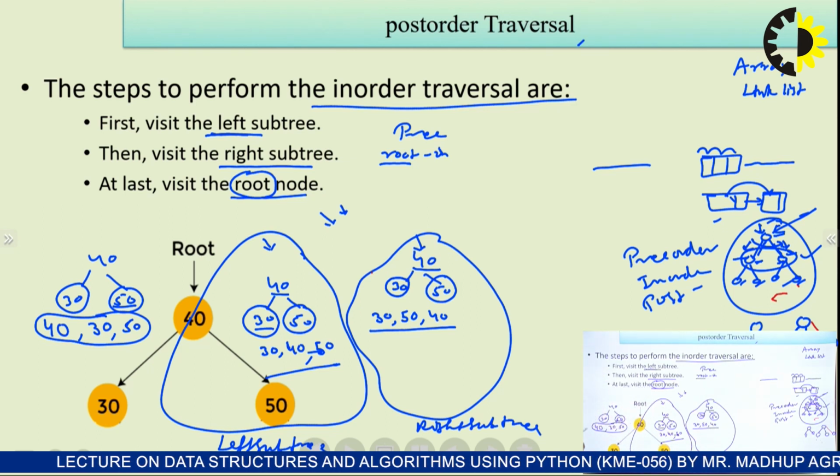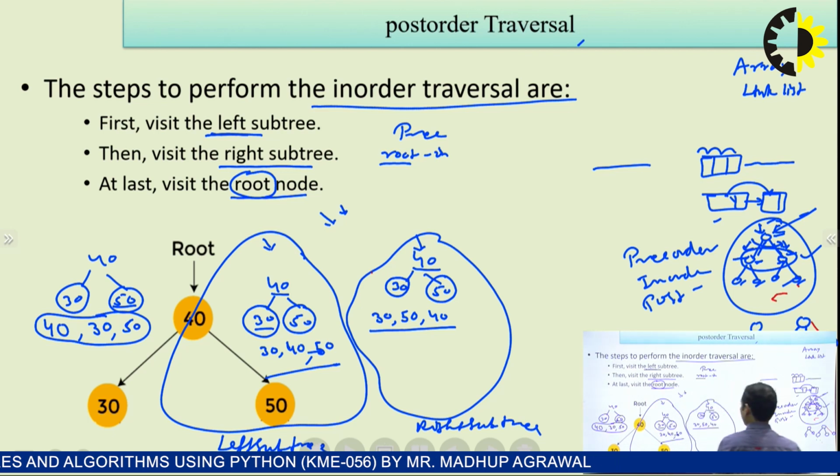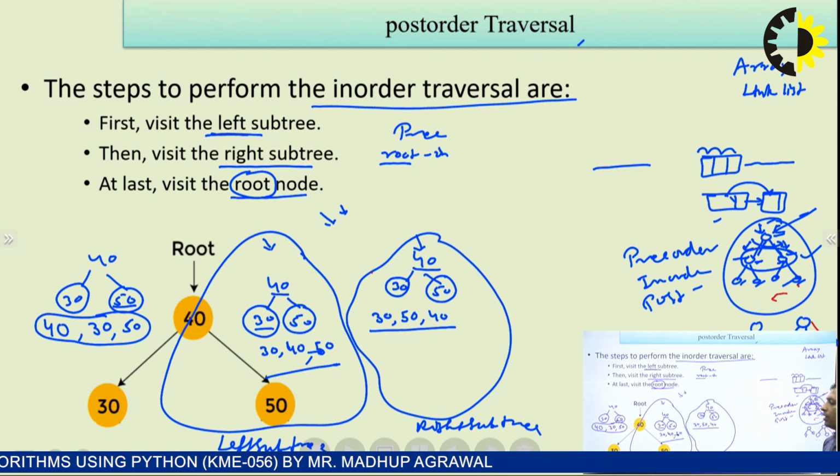Okay. So, these are three different tree traversing techniques which are used: pre-order, post order and in-order traversing technique. Okay, let us take an example.